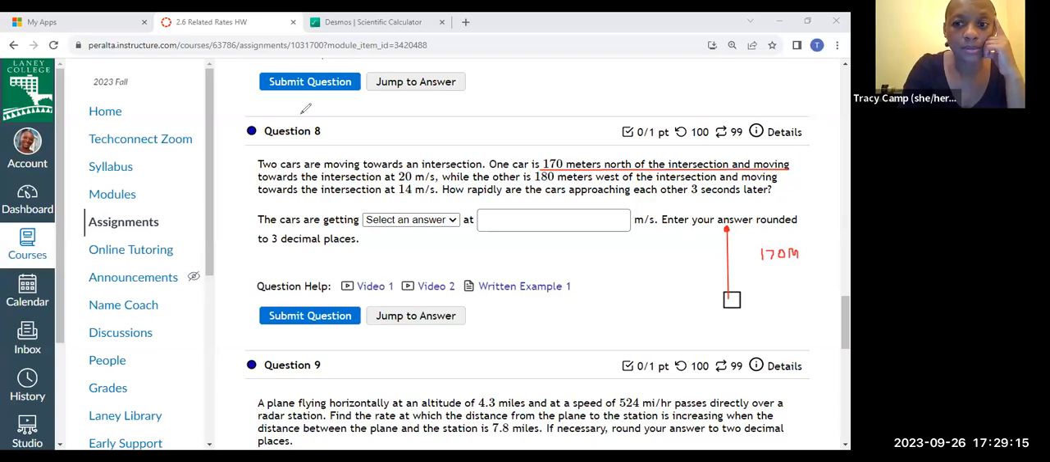I'll still name the distance that this car travels B, but I just want to point out that it started off being 170 meters from the intersection. That'll help us set up our equation in a moment. But I'm just gonna call B the distance that this car has traveled. And let's look at the other one. The other car is 180 meters west of the intersection. So let's say it's something like this.